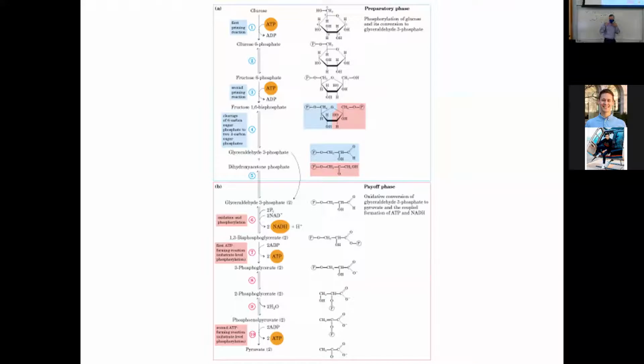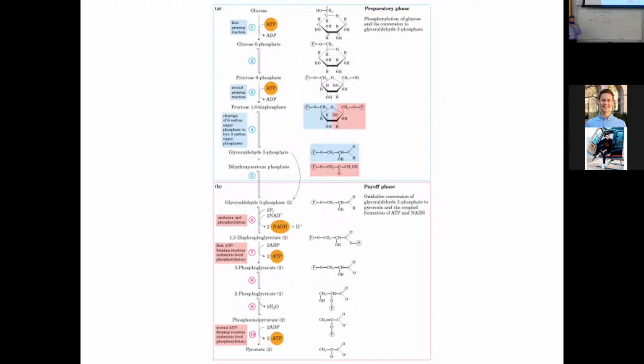To begin with, steps 1 and 3 are going to require the use of ATP, this high energy molecule that we had talked about, to bring about a favorable coupled reaction. And these 2 steps are irreversible because there is a really substantial energy drop as we go through each of those 2 steps. Step 10 is the other irreversible step.